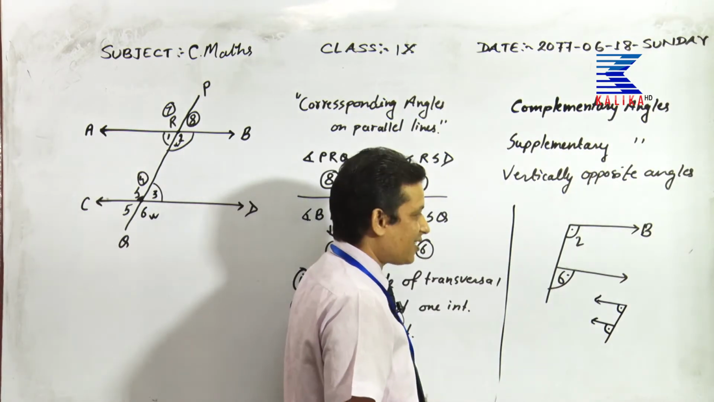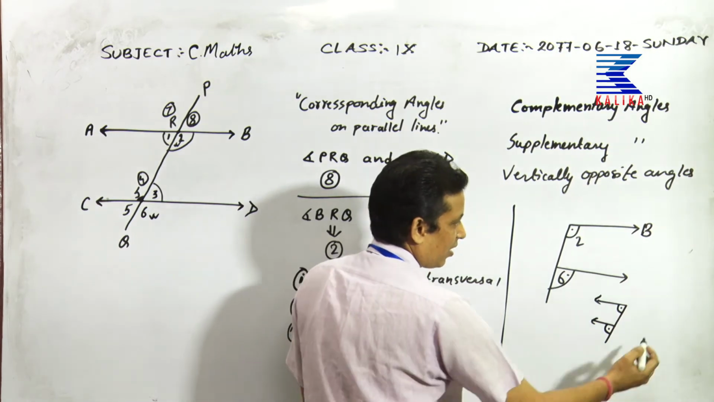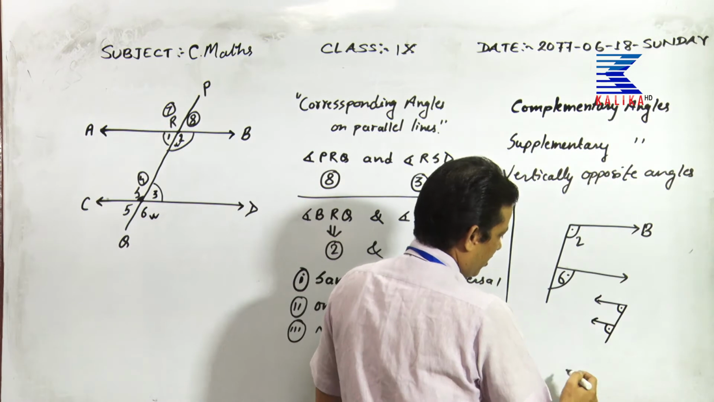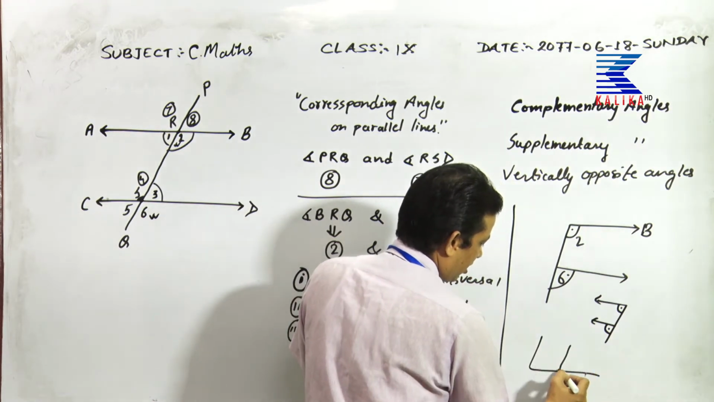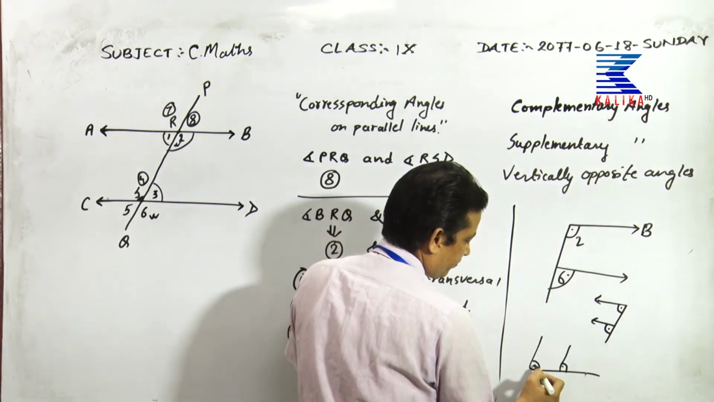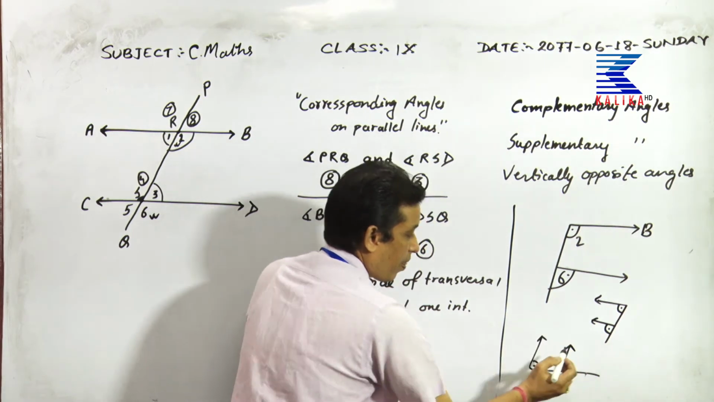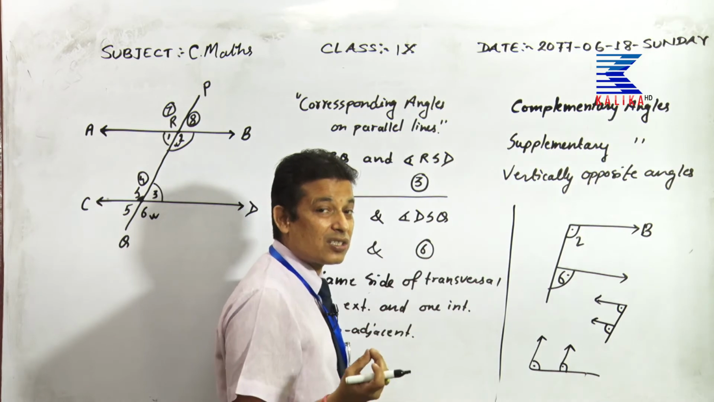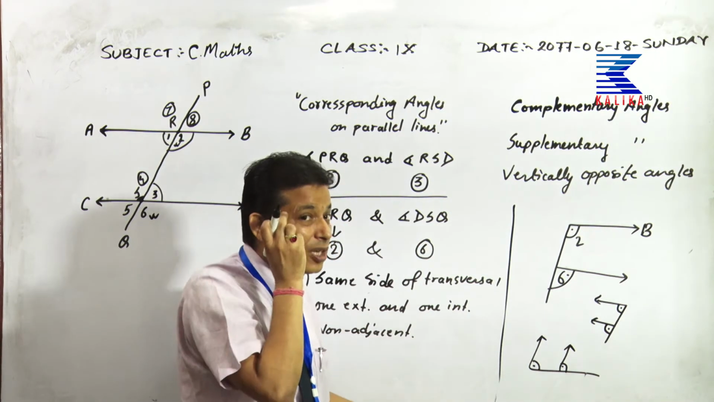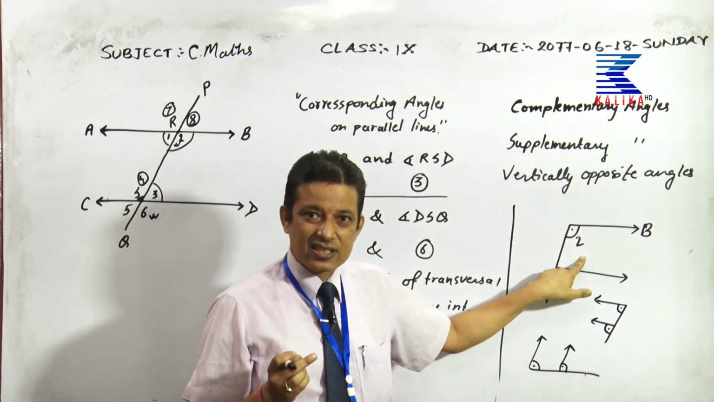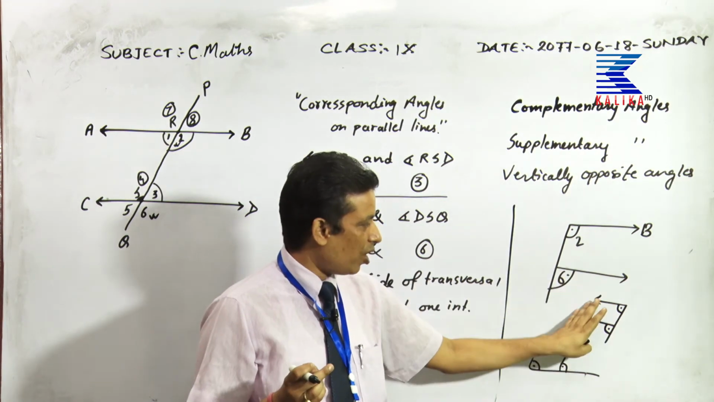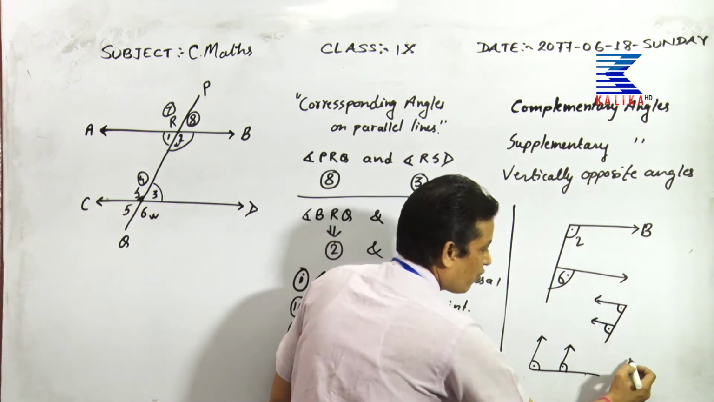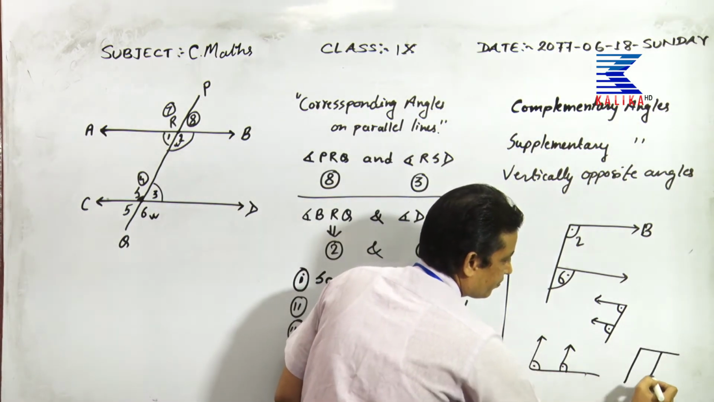And similarly, this is a 180 degree rotation type. Again, you can make it like this. This is also a kind of F, upward facing F, upward facing F. So, what sort of angles are known as corresponding angles? To remember: exact F type, opposite F type, upward facing F type, downward facing F type.